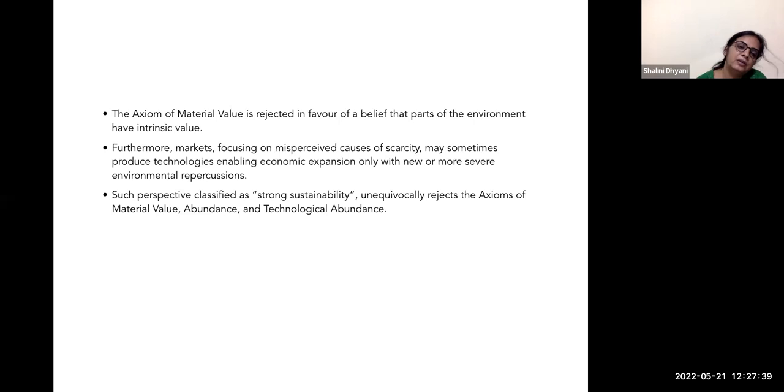So, and that doesn't have a market. So that means that your material value axiom is actually not very suitable. And at the same time, we don't have abundant resources. So your second axiom also gets rejected. And we don't support technological abundance, where when scarcity happens, we actually shift to other resources.